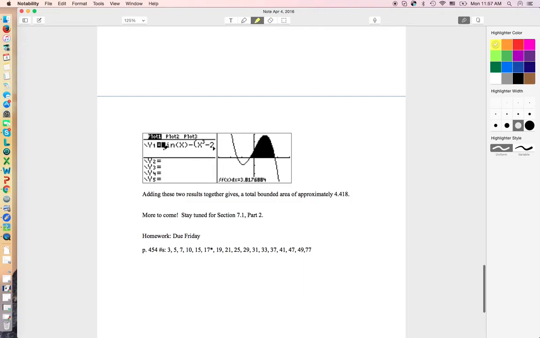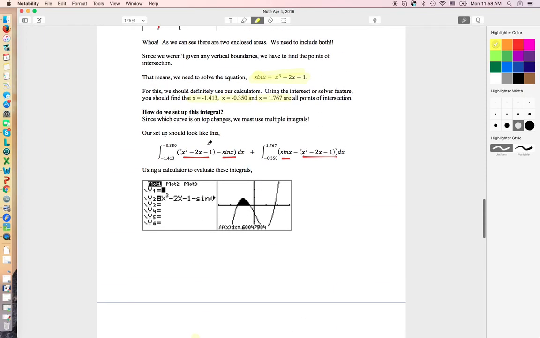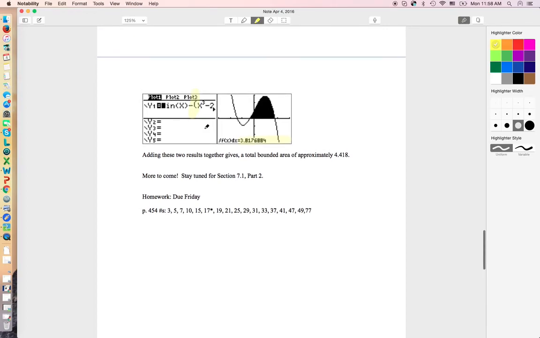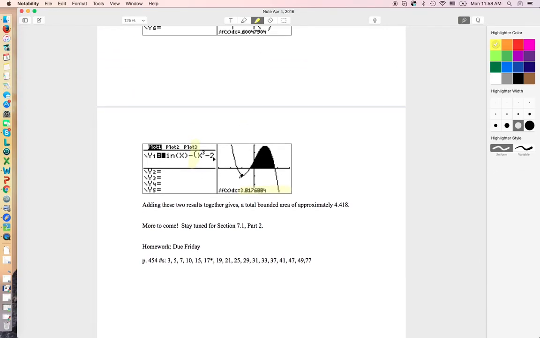And then here I switched it, I'm doing the sine curve first minus the cubic function, and this is really important here, this parenthesis. That's what I was trying to say earlier. It also stops on the backside. You have to put that second function in parentheses or distribute the negative yourself if you want this to work out okay. And this I did from negative 0.350 to 1.767, and it gave me this area answer. And what I have to do is add these two results together. So 0.6 basically plus 3.817 gives us 4.418 for our final answer to this problem.